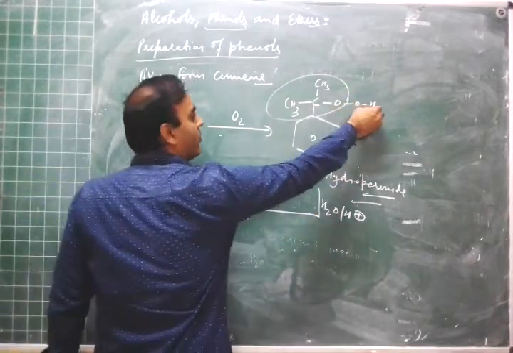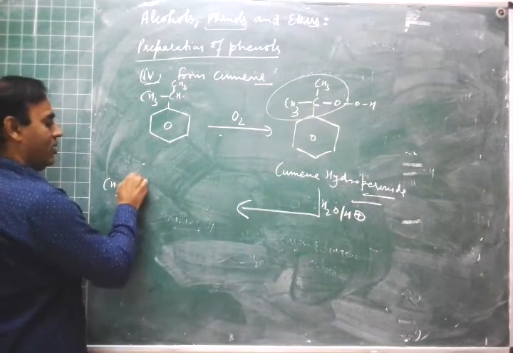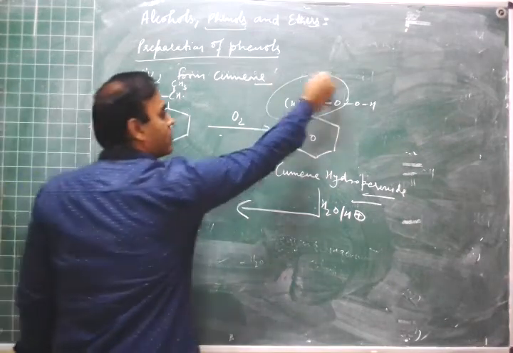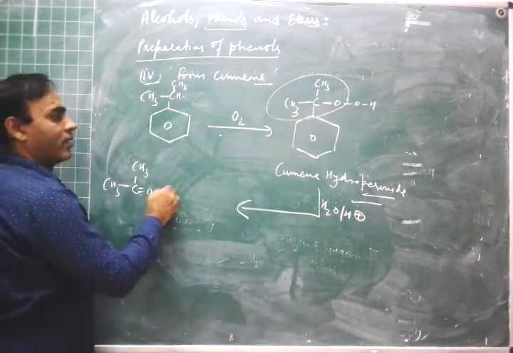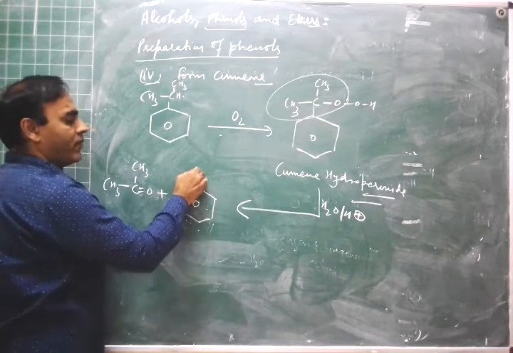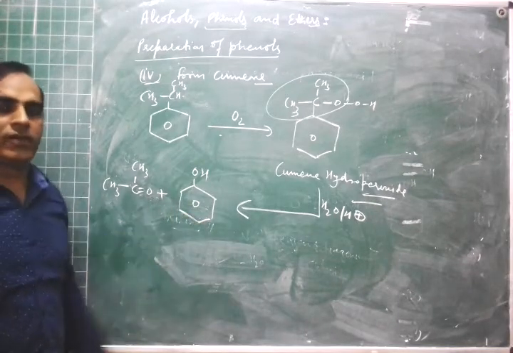And then this OH group will shift this side. So this will give CH3, C, CH3, C double bond O. That is, this ketone is formed, and then OH gets shifted to benzene, and then this will give you phenol, right? So acetone is formed along with phenol.